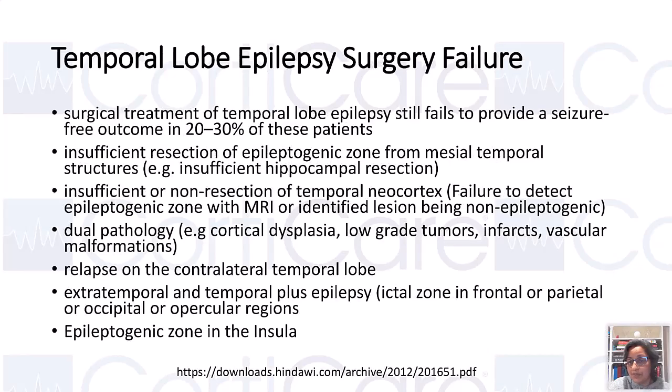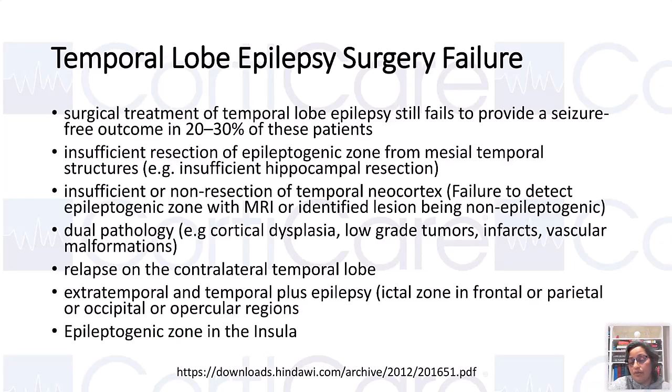Now, why does epilepsy surgery fail? There are still 10 to 15% of the patients who will still have seizures. One reason could be insufficient resection of the epileptogenic zone in the mesial temporal structures, so maybe they did not remove the entire tissue which was causing the seizures. There is also insufficient resection of the temporal neocortex; they were not able to fully detect the epileptogenic zone in the neocortex.